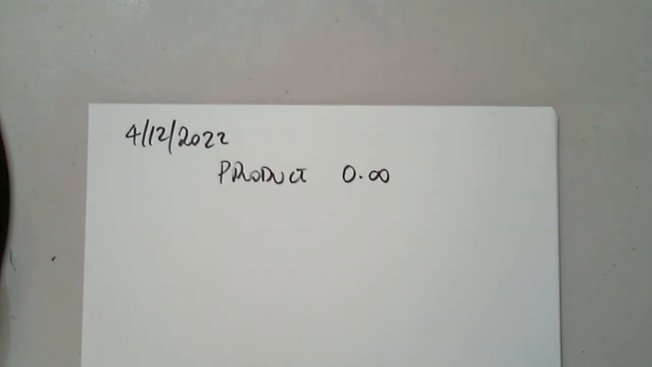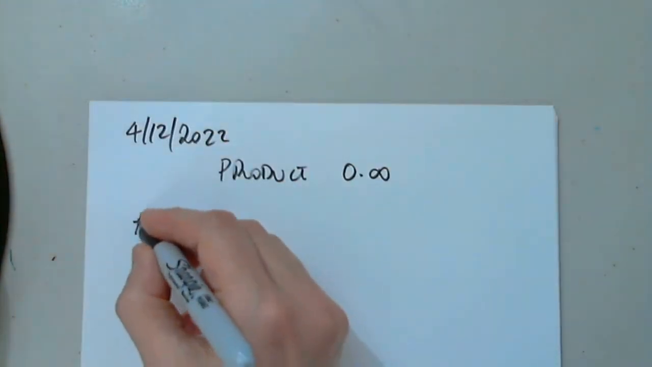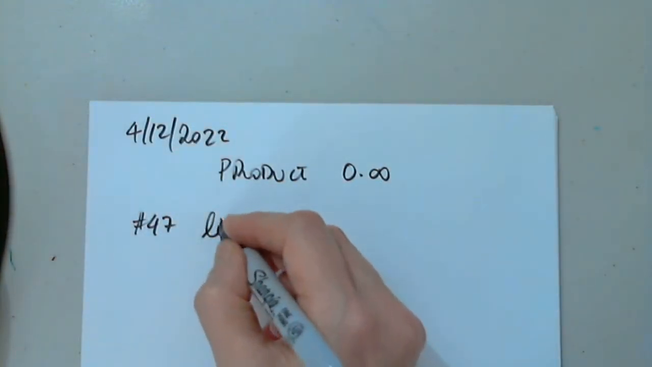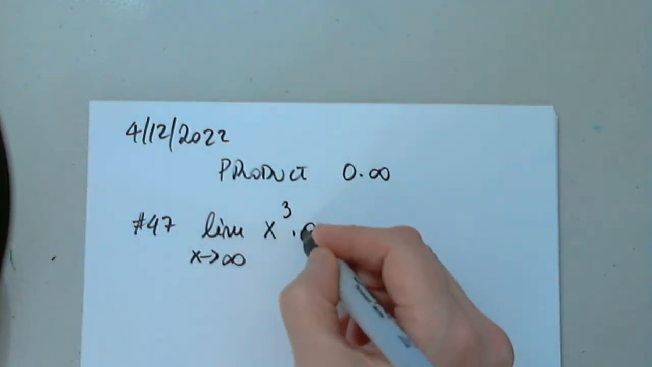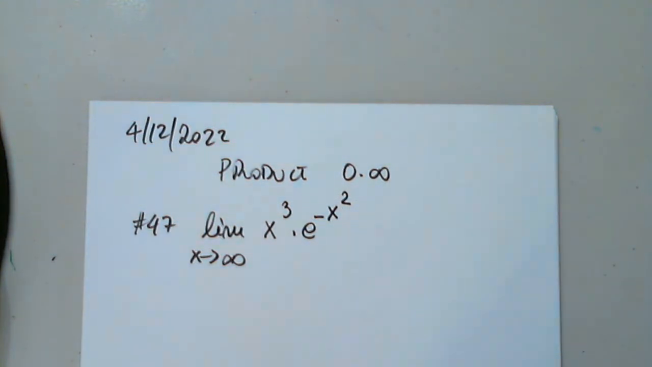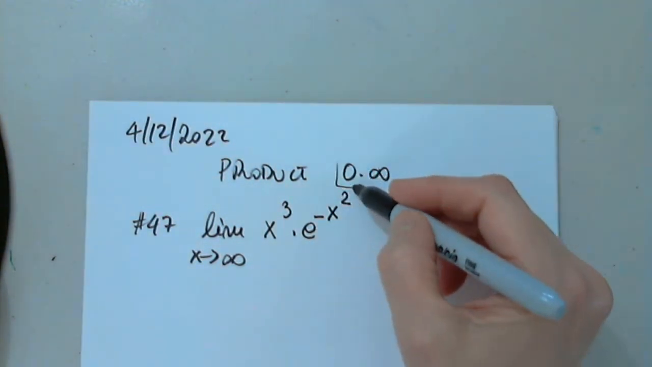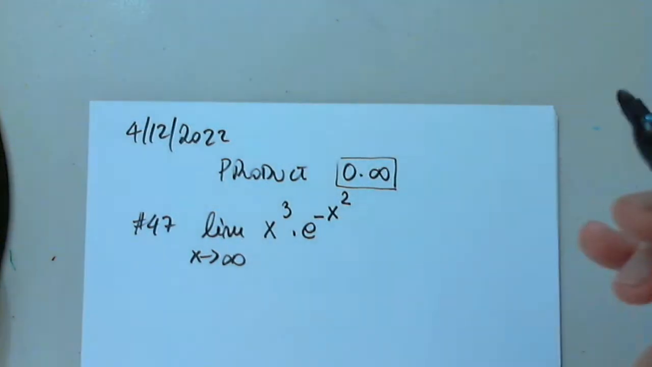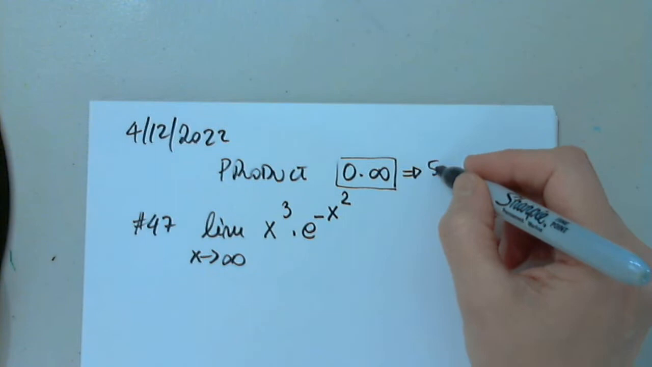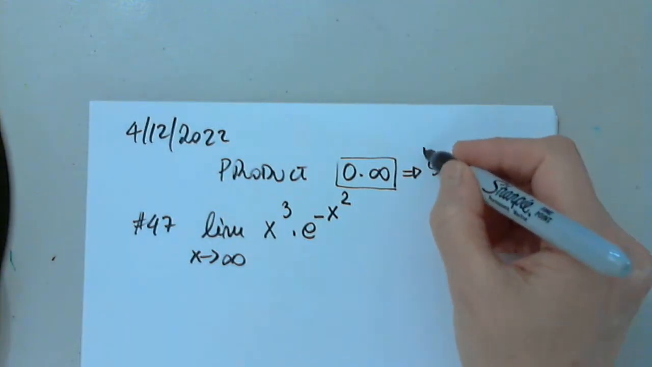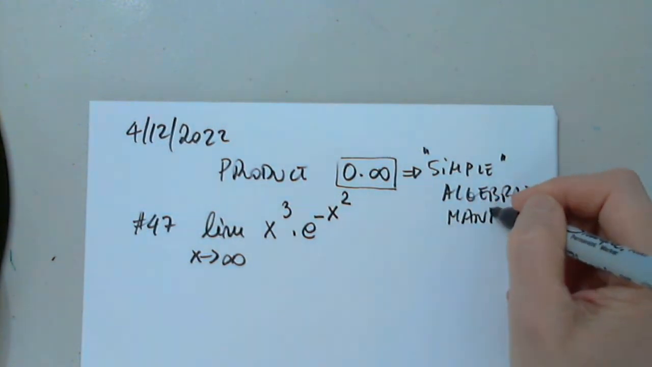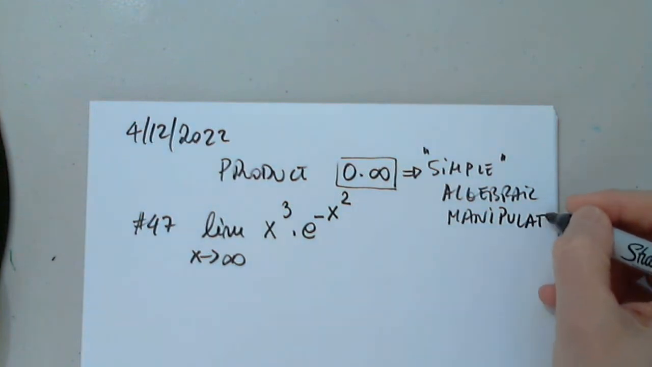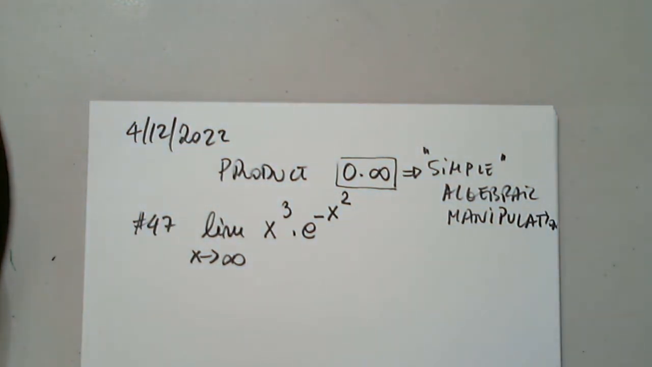Let's look at 47. Here's the limit as x approaches infinity of x to the third times e to negative x squared. Normally, the product of 0 times infinity really requires a simple, maybe I shouldn't call it simple, algebraic manipulation. Not changing the function, but changing its presentation. Normally, that's what we are looking for.